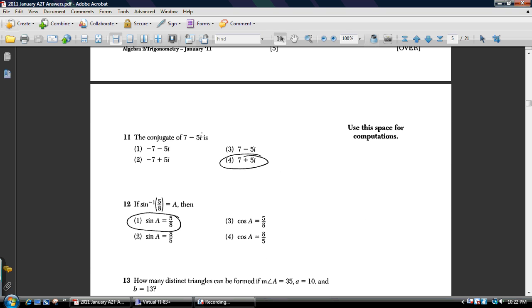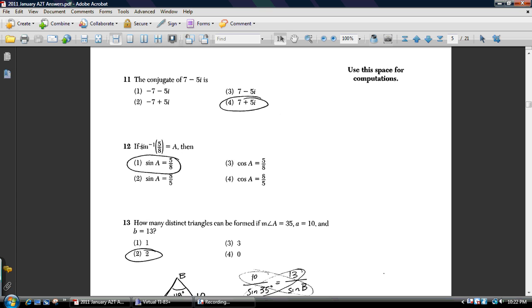The conjugate. The conjugate is an idea. The conjugate of this is the same thing, just with the sign switched in the middle. If sine inverse of 5/8 equals A, the sine of the two sides equals the angle, then the sine of the angle equals those two sides. It's just that concept.